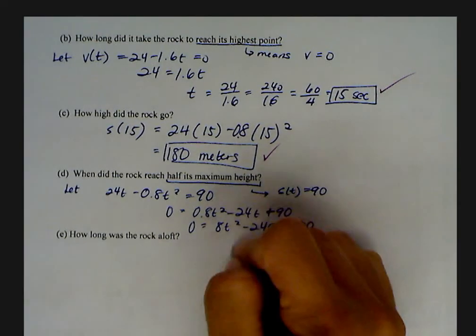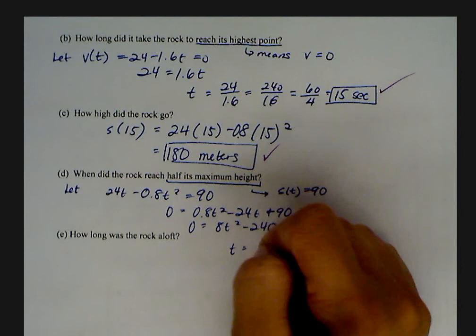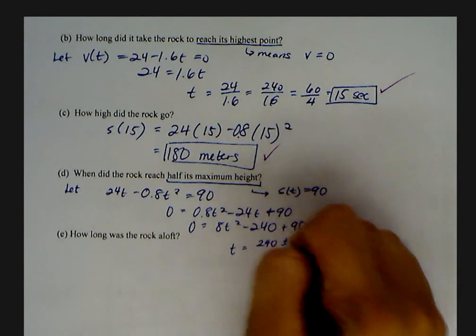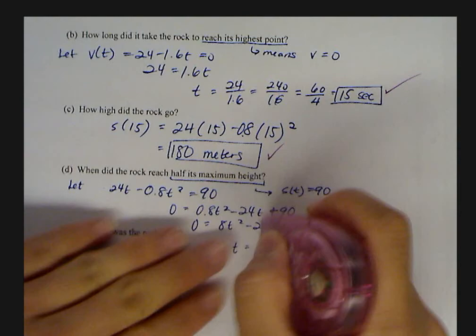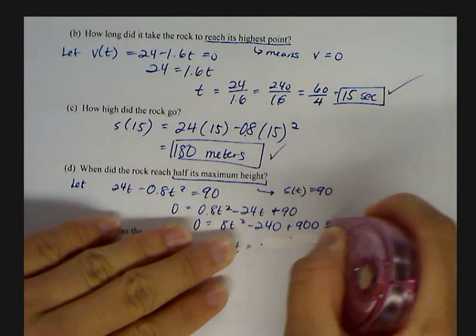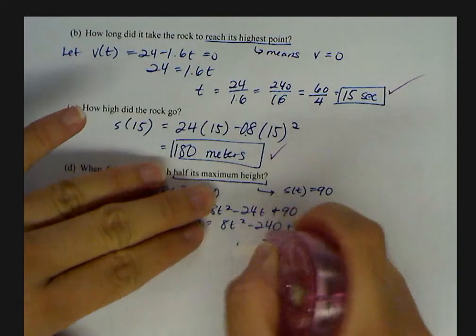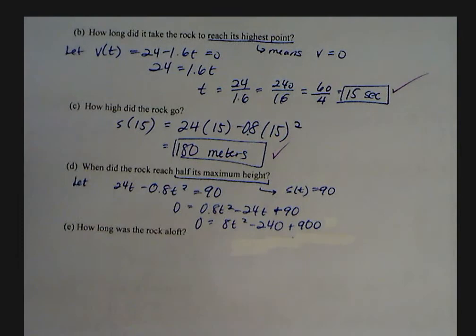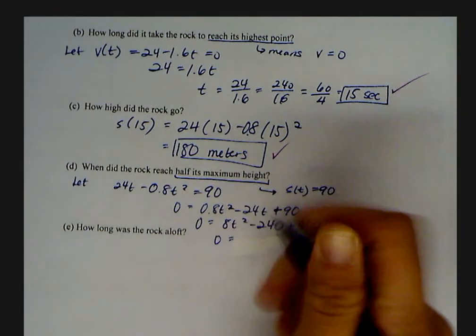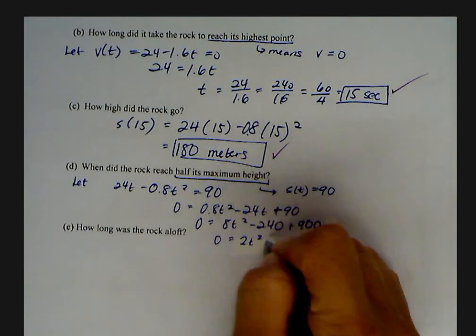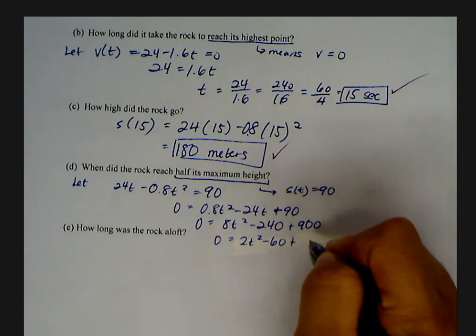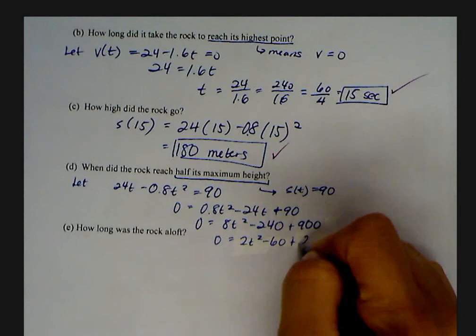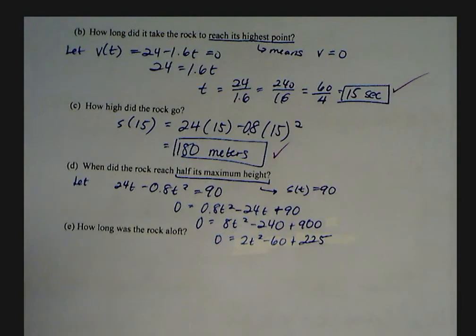x equals negative b plus or minus the square root. Wait, why don't we reduce that first before we go all crazy with the big numbers? Well, that gets rid of the decimal. That's nice. Okay, so divided by 4, so 2t squared minus 60t plus 900 divided by 4 is 450 divided by 2, which is 225. Is that right?